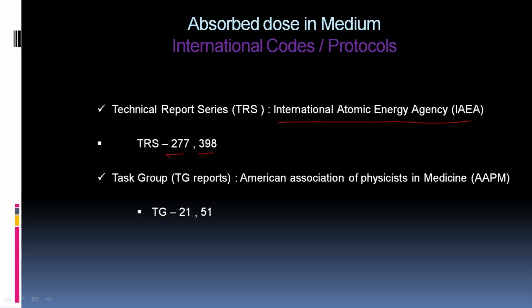Next is the Task Group Report. These TG reports are from the American Association of Physicists in Medicine, AAPM, and they are almost similar, with some differences: TG21 and TG51. These are two task group reports used to calculate the absorbed dose in a medium. Any medical physics personnel going through this course should read all these technical report series for their professional purposes.